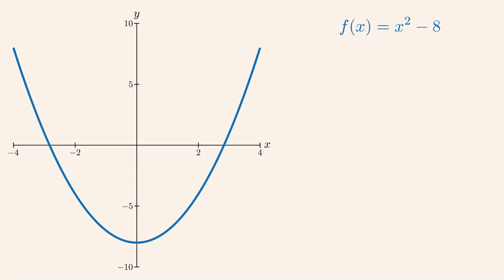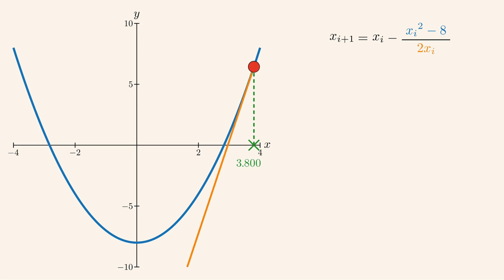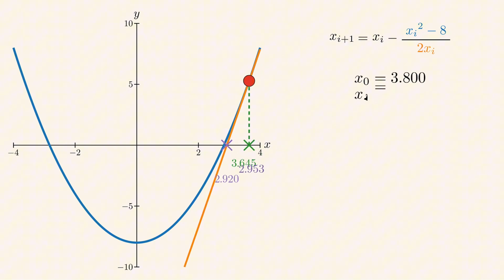Next, let's differentiate the blue function to get its derivative. Now, let's recall Newton's method. We can substitute the expressions for the function and its derivative into the formula, which gives us the iterative rule that we need to use. Now, we want to apply Newton's method with an initial value of 3.8. Let's carry out the iteration one step at a time.